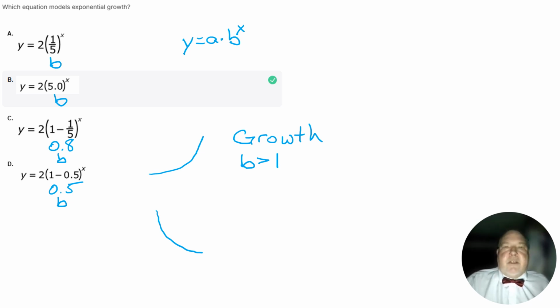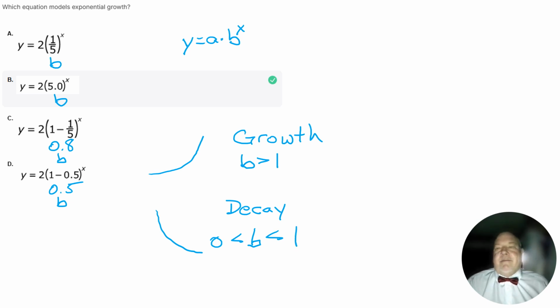But just to follow up with this, let's talk about how do we know if it's a decay function. So in a decay function, the b value, first of all, is greater than 0 and it is less than 1. So in a decay function, the b value is between 0 and 1. So there you go. That's how you can tell. It's actually pretty easy if you know.